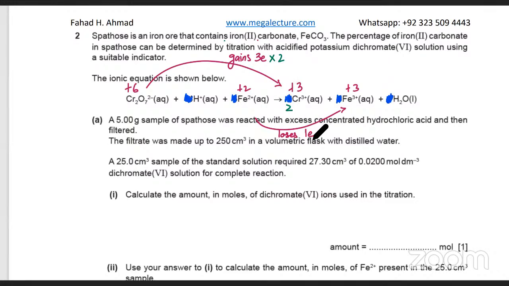So the number of electrons lost and gained must be equal. Chromium was gaining 3 electrons. You've got 2 chromiums in the formula, so that's gaining 6 electrons. Iron would have to lose 6 electrons at all cost, so I would have to multiply it by 6.